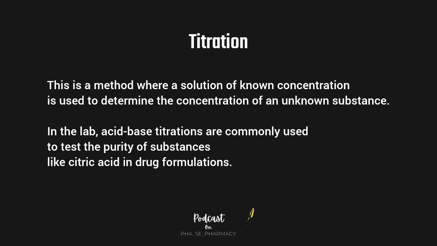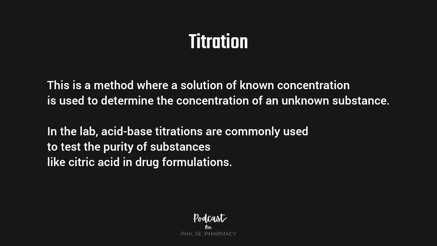We use a solution we know the concentration of to figure out the concentration of an unknown substance. So we slowly add one solution to the other until something happens that tells us we're done. Exactly. There's usually a visible change, like a color shift, that signals the endpoint. And from the amount of solution we added, we can calculate the unknown concentration. It's all coming back to me now.